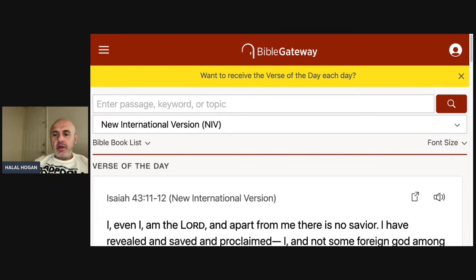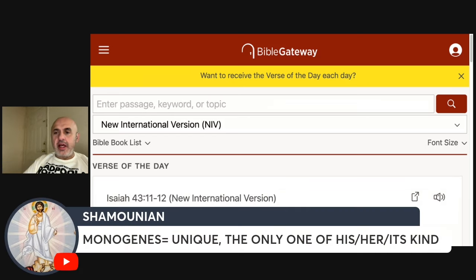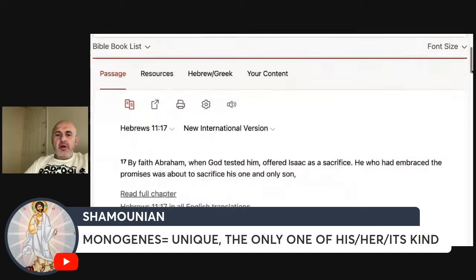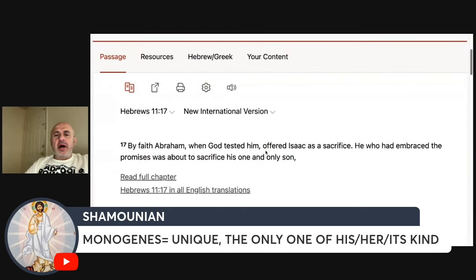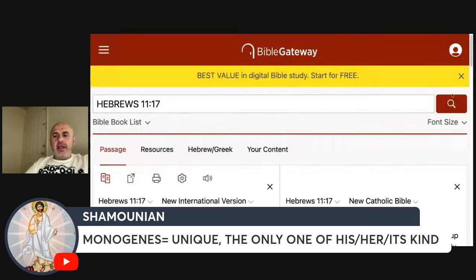They say monogenes means unique, the only one of his, her, its kind. It doesn't mean only begotten. You understand what they're trying to sell you on? And what's the example? Aha, we got you here. Isaac. By faith, Abraham, when God tested him, offered Isaac as a sacrifice. He who had embraced the promises was about to sacrifice his one and only son. All right. Unique son. Let's see how the King James renders it.